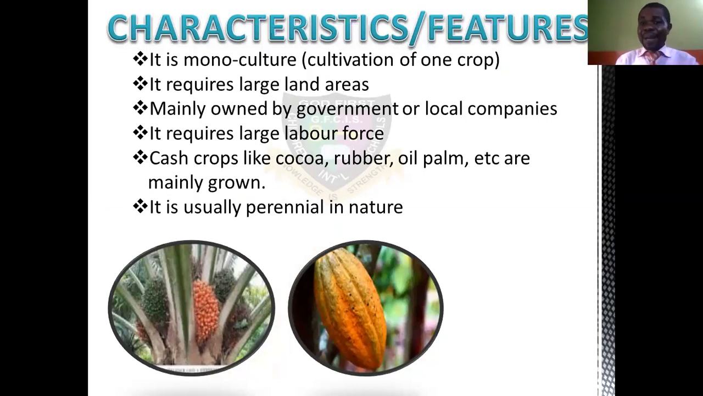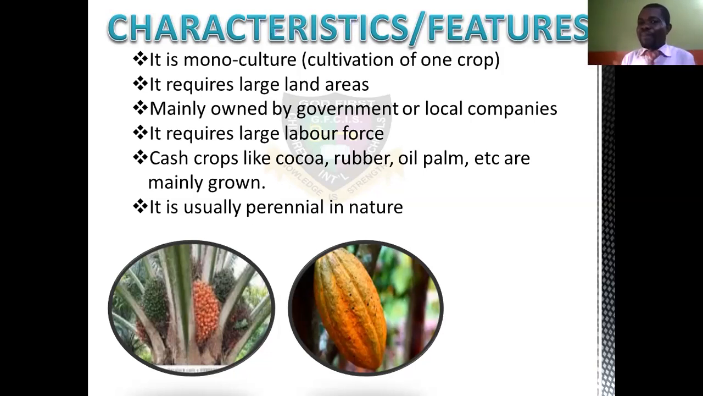Don't plant yam and plant cocoa. If it is cocoa, plant cocoa all through. Like you are saying here, this is oil palm, this is cocoa. Then it requires a large area of land. I've just said that intensive agriculture will make use of a small area and be rotating crops. This one is just a large land area, like I've shown to you.